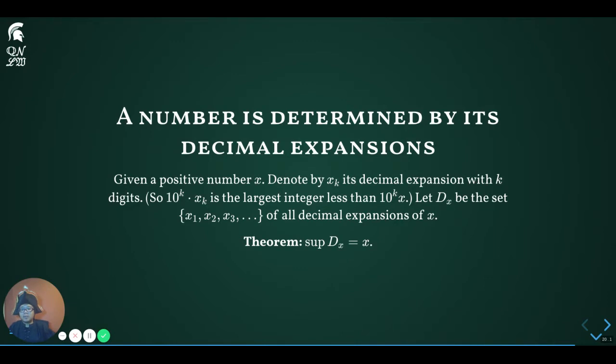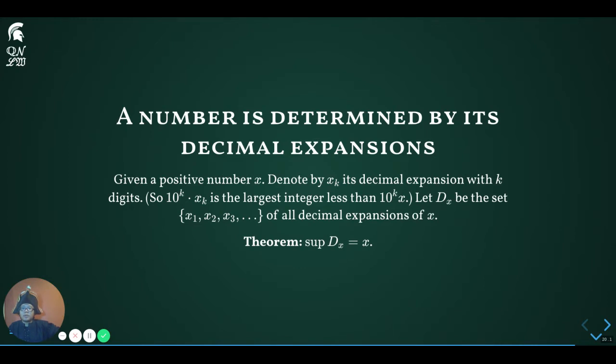What we will check now is that the decimal expansions are unambiguous. In particular, we will check that a real number x, positive of course by assumption, is uniquely defined by its decimal expansion.